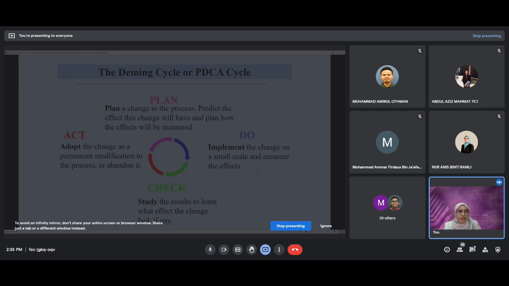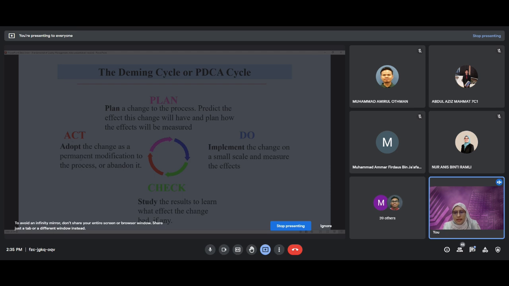So if there is a defect found in the process or in the production, the management has to make a small change and measure the effect of the changes. In the check cycle, the management has to study the result to learn what effect the change had.